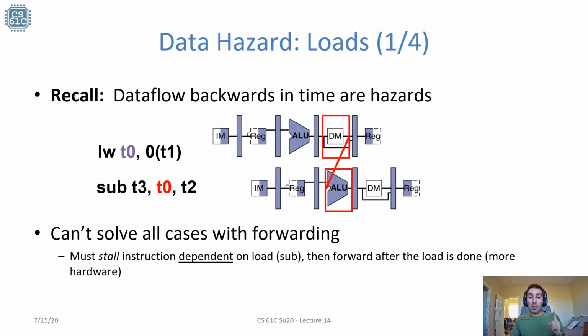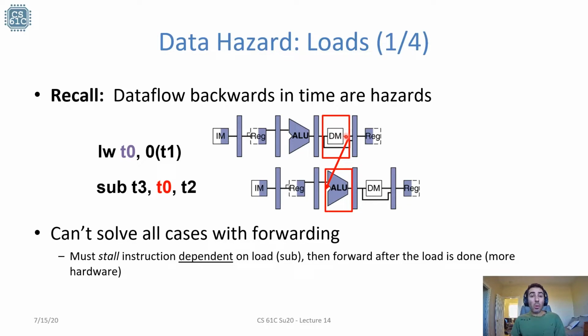Before, we looked at a simple R-type instruction, an add instruction. Stalling and forwarding were great solutions. But what if I have a load instruction? If I have a load instruction, now the result of my actual computation, which I'm going to be storing in T0, isn't ready at the end of this stage. It's ready at the end of this stage, the memory stage. So why is that a problem?